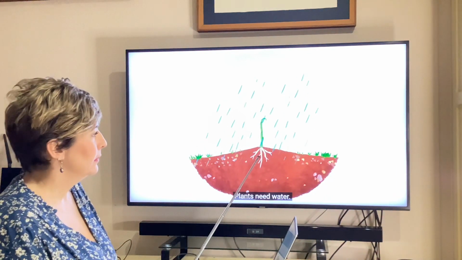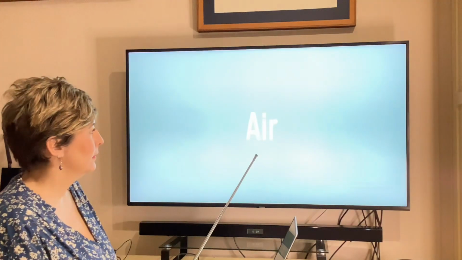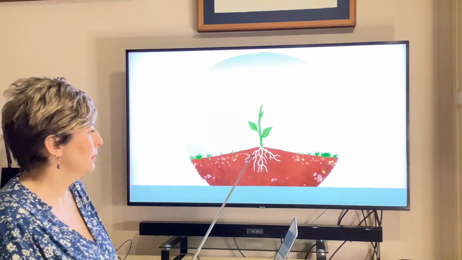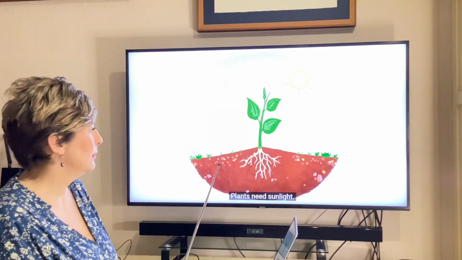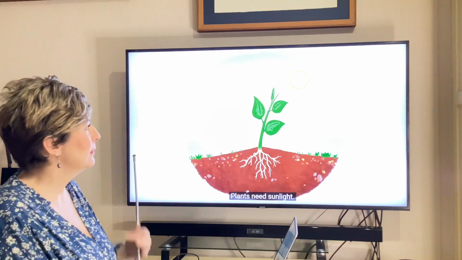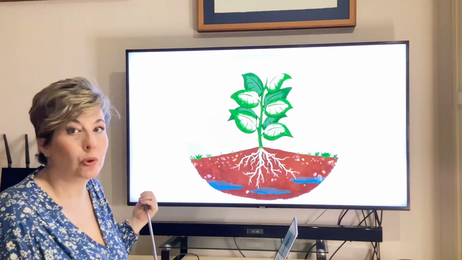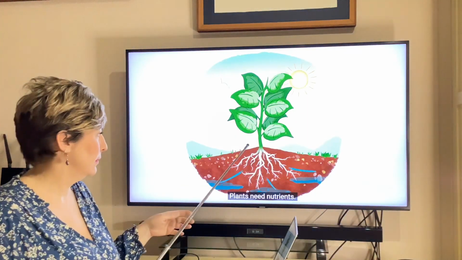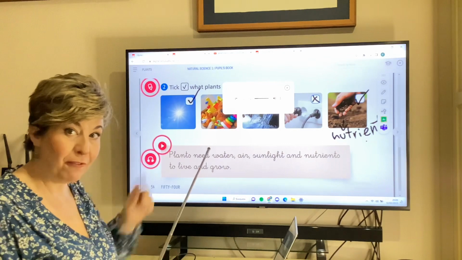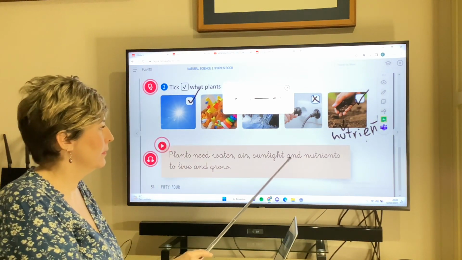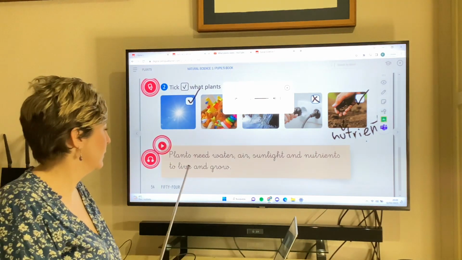Plants need water. Plants need air. Plants need sunlight. And plants need soil and nutrients. Plants need water, air, sunlight, and nutrients to live and grow.